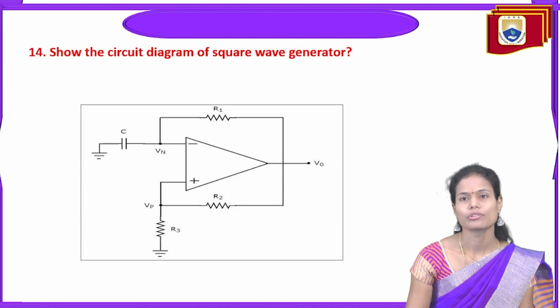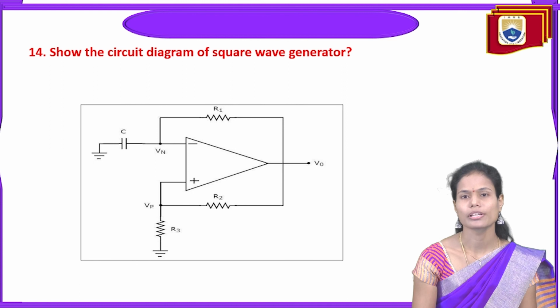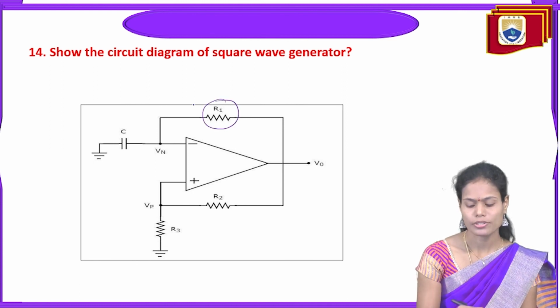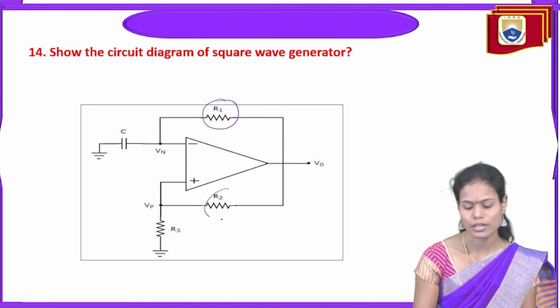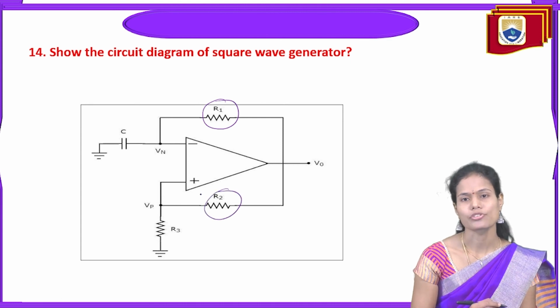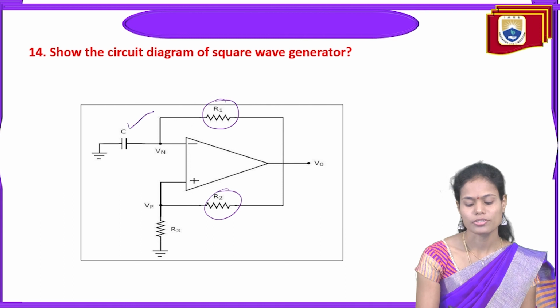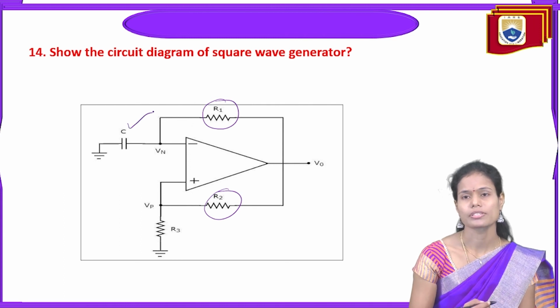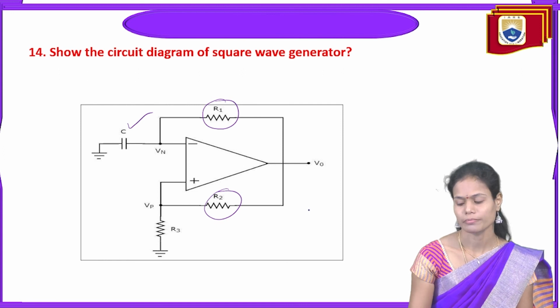And next, show the circuit diagram of the square wave generator. In the case of the square wave generator, we utilize both positive feedback as well as negative feedback. This R1 resistance is providing the negative feedback, and this R2 resistance is providing the positive feedback. So the charging and discharging of this capacitance will give the output voltage in this square wave generator.